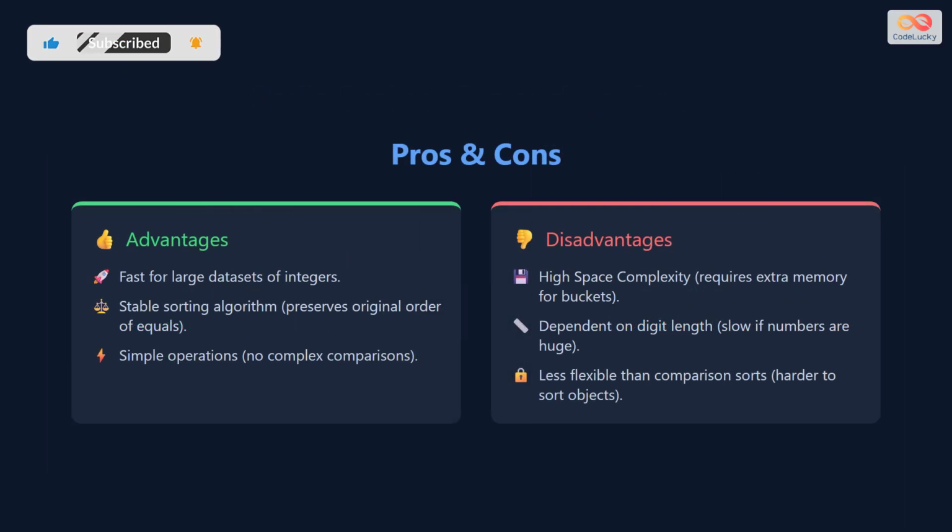To recap, Radix Sort is incredibly fast for large lists of integers and is stable. However, it requires extra memory space for the buckets, and it doesn't work well for complex data types or floating point numbers.